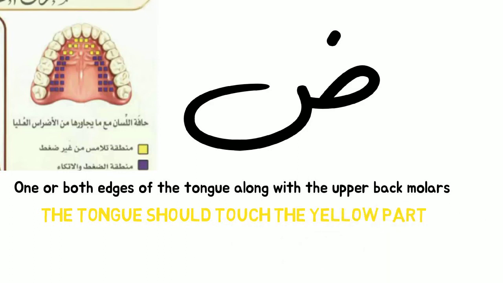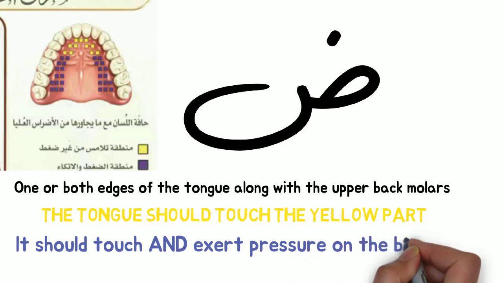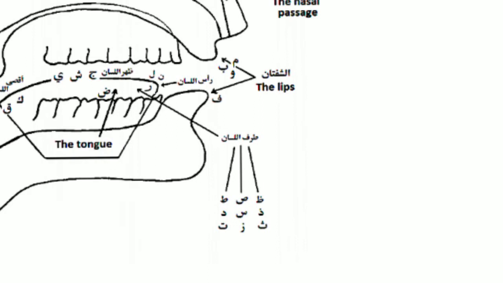The tongue should touch the yellow part, as you see, those yellow squares, and it should exert pressure on the blue part. So when you're pronouncing dad, the tip of your tongue should touch the roof of the mouth, but the sides of your tongue should touch and exert pressure on the roof of your mouth. Dad, dad. Else you'll come out with more of a D sound, which is a whole other letter. So the tip just touches, but the edges exert pressure.